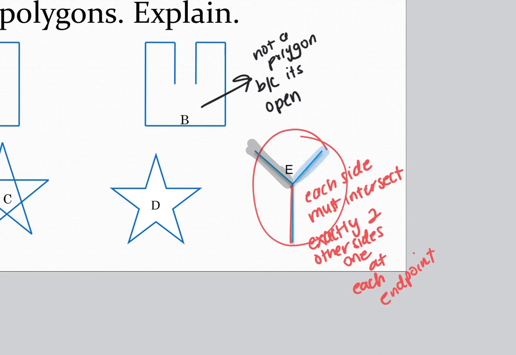This side here is doing the same thing. It's intersecting, meaning it connects with, so it's intersecting because they both touch at that point. Intersecting two other segments, but not at each endpoint. They are both at the same endpoint.